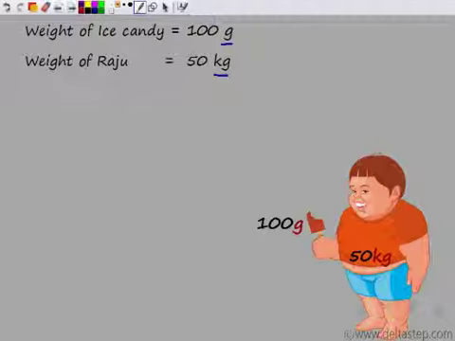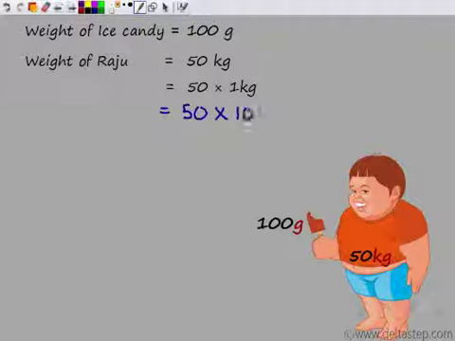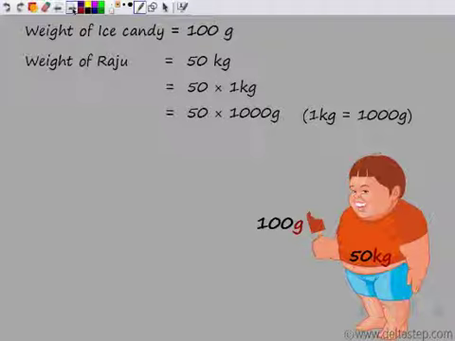Normally what we do is we express the larger quantity in terms of the smaller unit. So this is kgs. I'll express this in terms of grams. So 50 kgs is nothing but 50 times 1 kg. And here, we know 1 kg is equal to 1000 grams. So I can write 1 kg as 1000 grams. Now this gives me 50,000 grams.